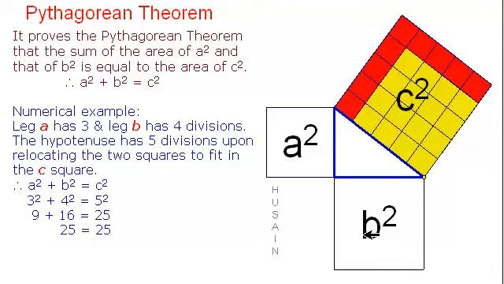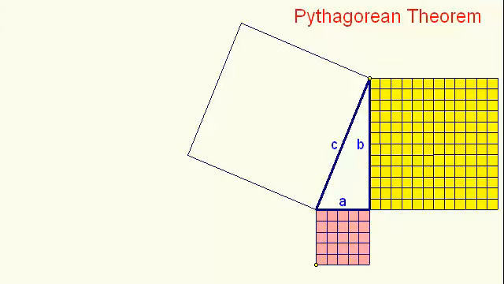So this set of three numbers, 3, 4 and 5, satisfies the Pythagorean theorem. This set of three numbers is one of the Pythagorean triples. Likewise, I am going to show you another Pythagorean triple.